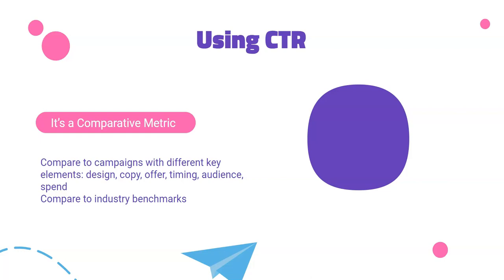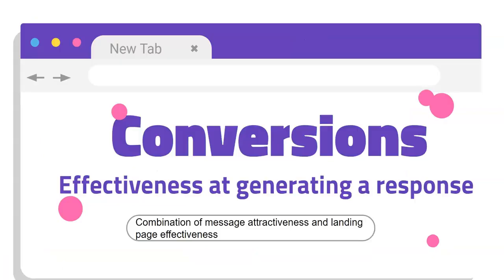Oftentimes we'll see people say, well, this ad campaign only had an 8% click-through rate, and we'll say that's a really good click-through rate. So before you start measuring your click-through rate, ask yourself two questions. How does this CTR compare to industry benchmarks, and how does it compare with how well other campaigns that we've done in the past did? Because that's the real measure of whether your CTR is measuring a really effective campaign or one that needs a little bit of improvement. Now let's look at conversions.